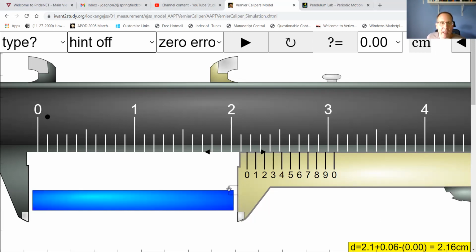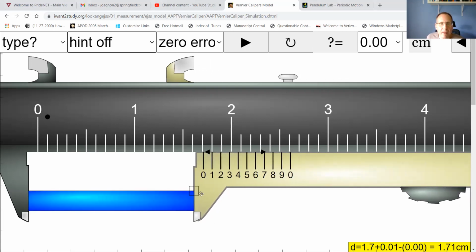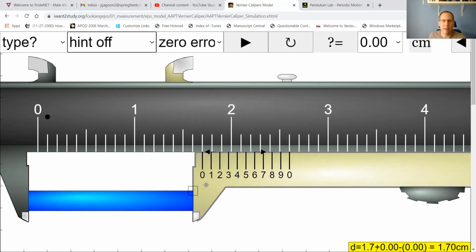Now, if you happen to be right on a mark, let's say, let's see if I can shrink this a little bit. Let's say you're right there. So the 0 happens to be right on this mark. Then you would read this length as 1.7. And then the 0, since it lines up best, you have to include that 0, right? So it'd be 1.70 centimeters. So this instrument has 2 decimal places, right? Its resolution is 0.01 centimeters. So that's how you read the vernier caliper.